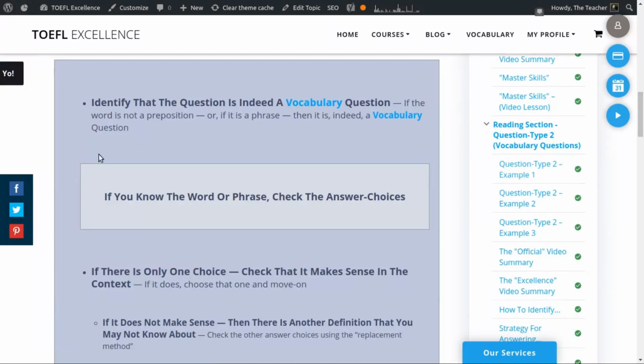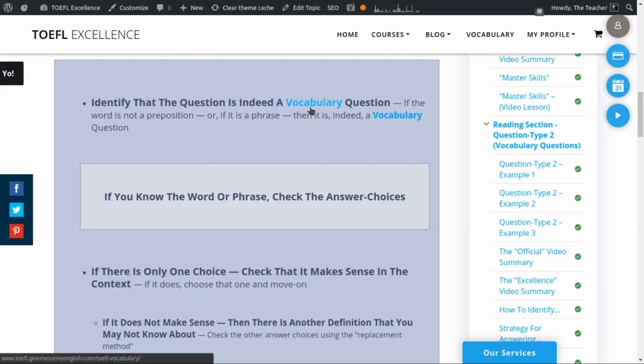First of all, you have to identify that the question is a vocabulary question. Now, the reason for this is because there is another question that looks very similar, and that's the pronoun question, which you will learn about later. Both the vocabulary question and the pronoun reference questions have the word highlighted both in the question stem and in the reading passage, but there's a slightly different way of finding the answer.